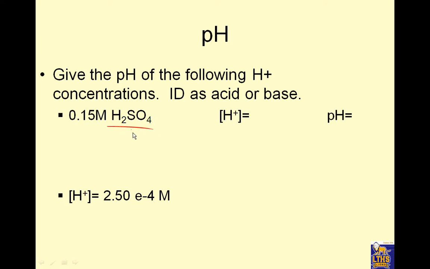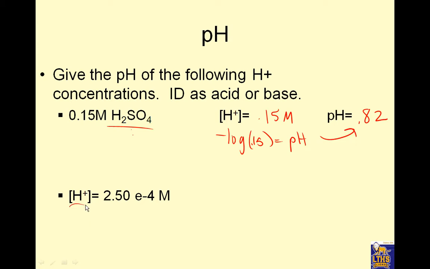Acid or base? Acid. Strong or weak? Strong. So that means this is 0.15 molar. So then the pH equals the negative log of 0.15 molar, and that is 0.82. Negative log of 0.15 equals, pH equals 0.82.